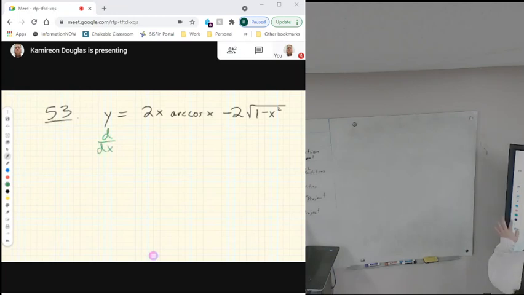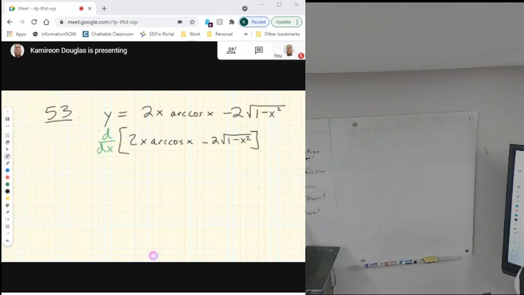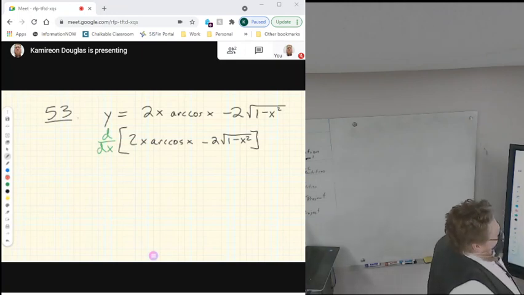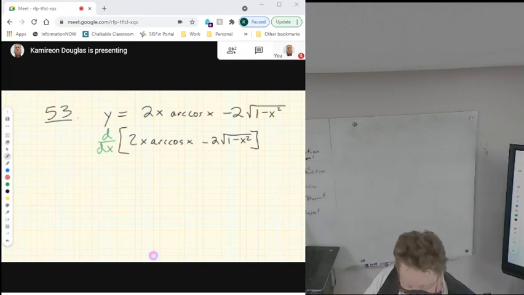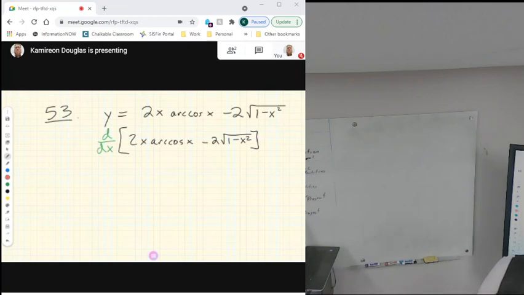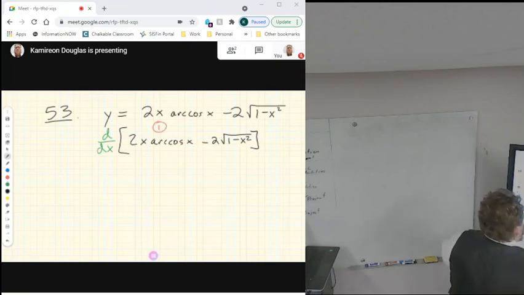So we're taking the derivative with respect to x of the function 2x arc cosine of x minus 2 square root of 1 minus x squared. Now, for this problem, I'm going to break this up into two pieces. I see a subtraction sign that tells me that I can treat this as two separate derivatives, the left-hand piece as one derivative, and the right-hand piece as a second. So let's do it one piece at a time. Let's look at piece number 1, 2x arc cosine of x. To determine the derivative of that function, I have to first recognize it as a product. So I'm going to apply the product rule.